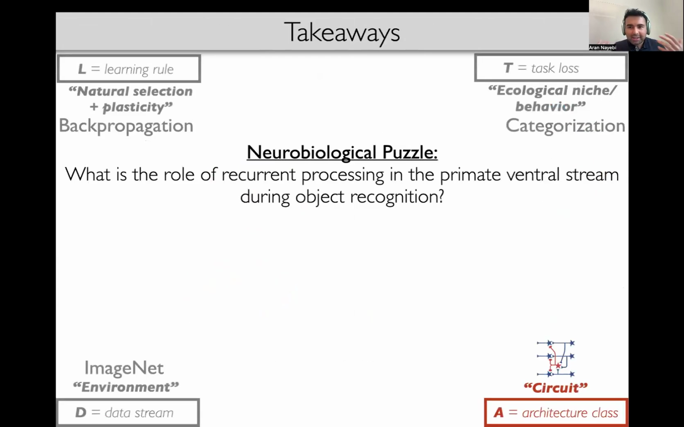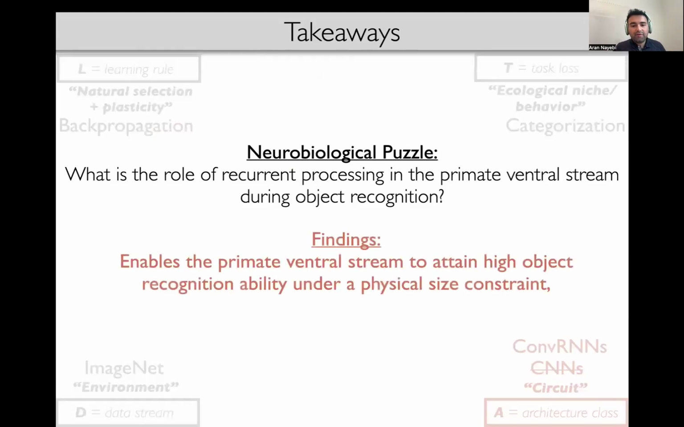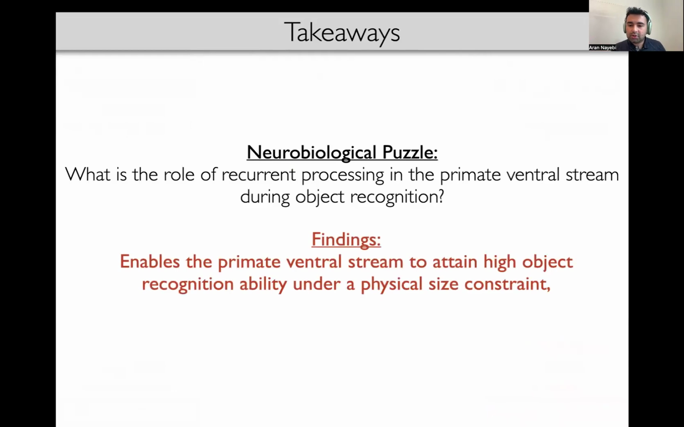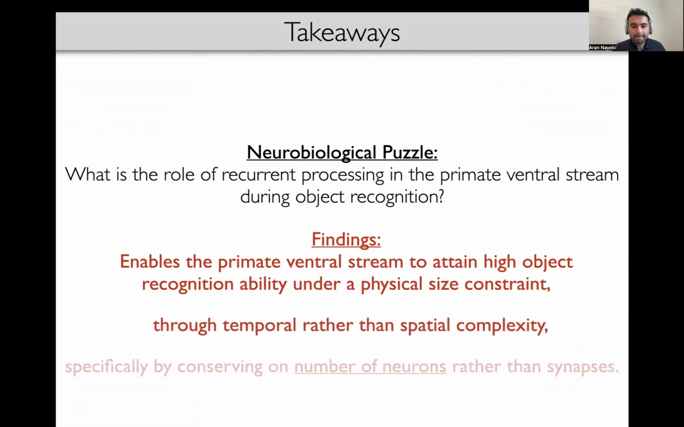So the takeaway, going back to our neurobiological puzzle of the role of recurrent processing in the primate ventral stream during core object recognition, is that by replacing and enlarging the class of CNNs with conv-RNNs, we find that this enables the primate ventral stream to attain high object recognition ability under a physical size constraint, done through temporal rather than spatial complexity, specifically by conserving on the number of neurons rather than the number of synapses.